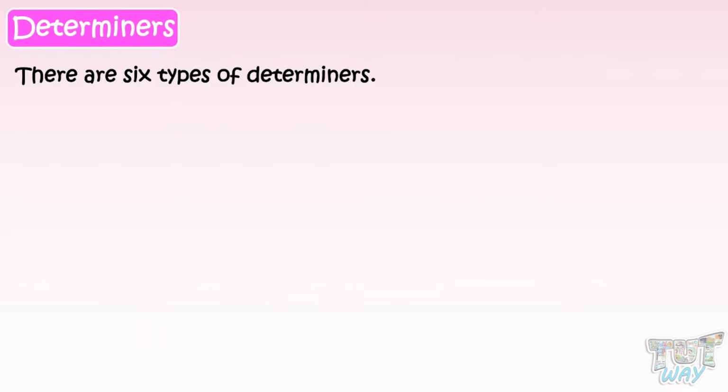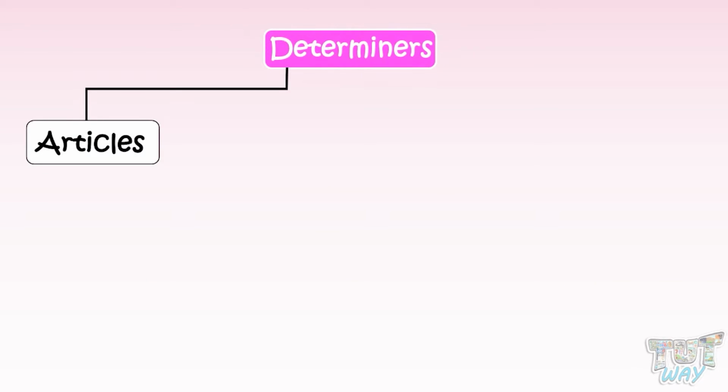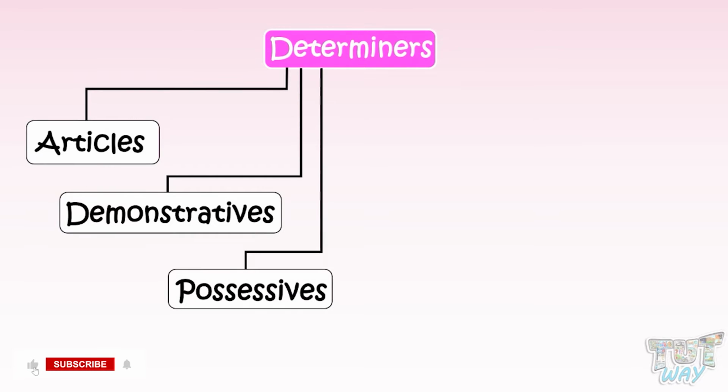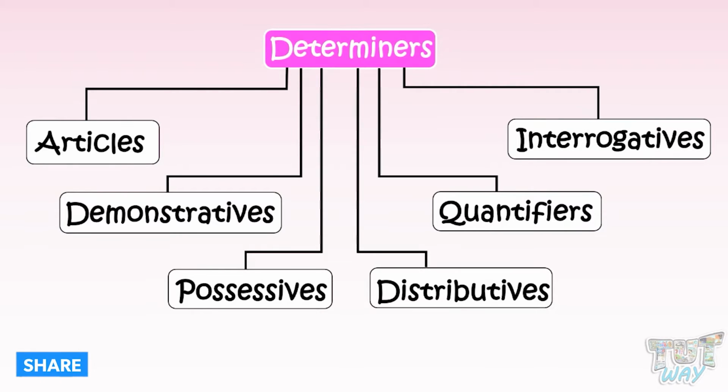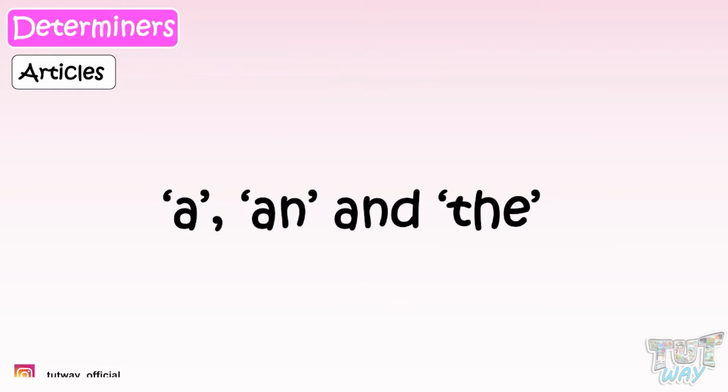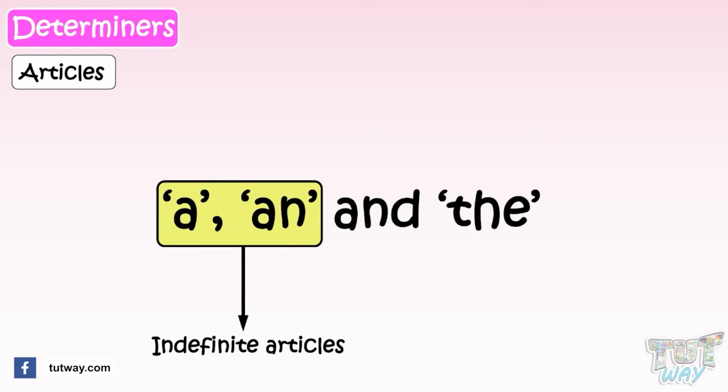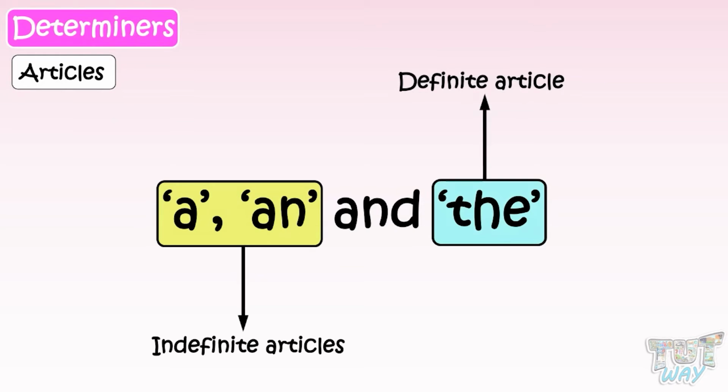There are 6 types of determiners: articles, demonstratives, possessives, distributives, quantifiers, interrogatives. Let's learn about each one of them one by one. Let's first learn articles. Articles include a, an, and the, from which a and an are indefinite articles, as they don't refer to a specific noun, and the is called definite article, as it refers to specific nouns.